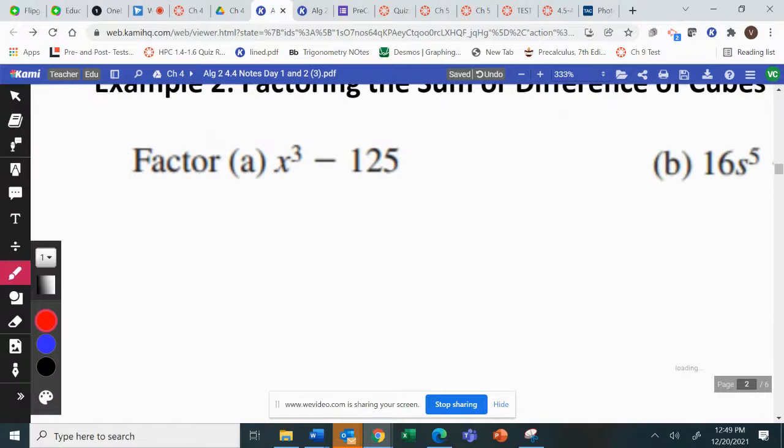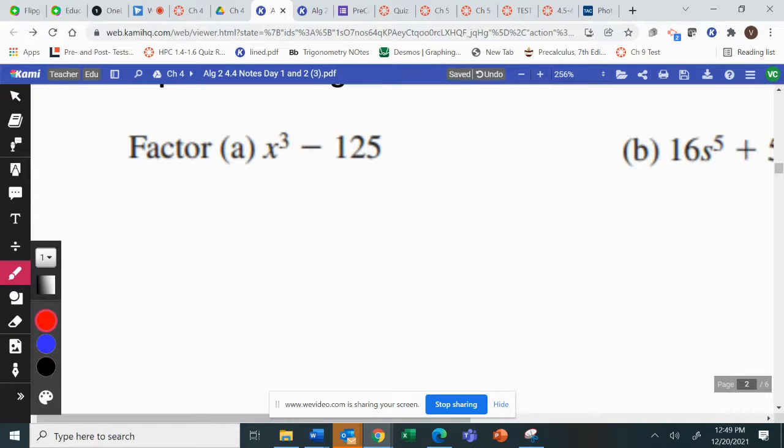Okay, letter A. We first look at it and say, is this a sum or difference of cubes? Well, that one is x cubed. Could 125 be written as something cubed? 5 cubed. So that's the same as a cubed minus b cubed. So that formula, it would be helpful to write it over and over again until we know it. So a minus b would be my first step.